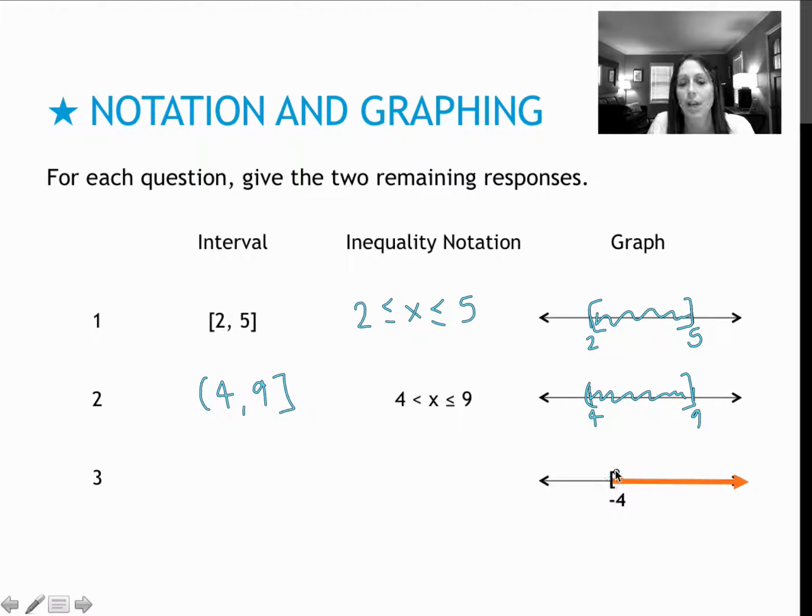And the last one, it looks like a closed bracket on negative 4 shaded on forever. So inequality notation would be x is greater than or equal to negative 4 because it's all of the numbers bigger than negative 4. And over here, it would be from negative 4, that would be a closed bracket from negative 4 on to positive infinity, open bracket.